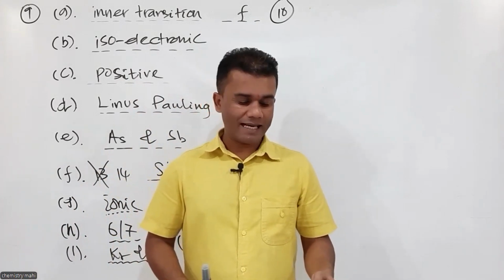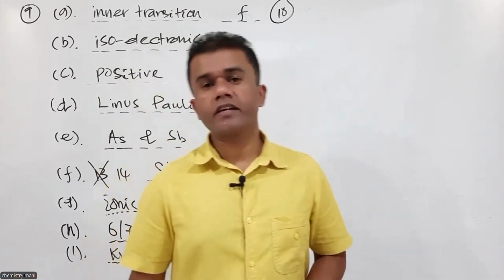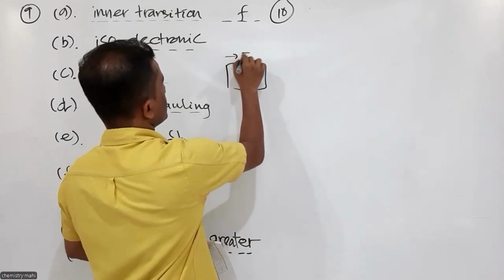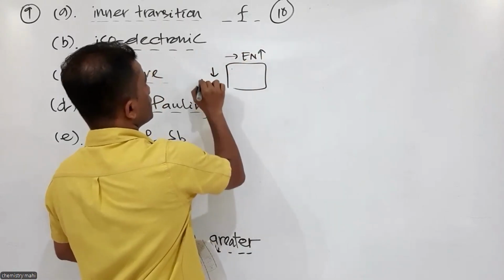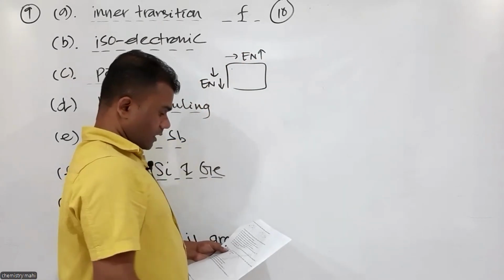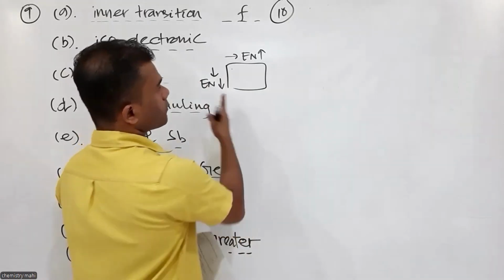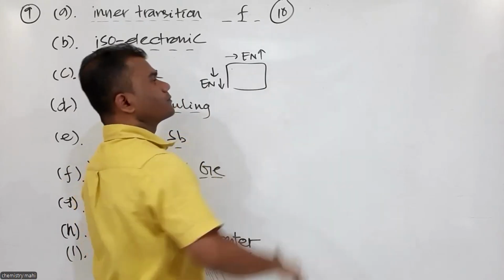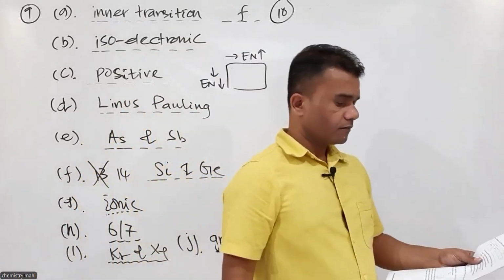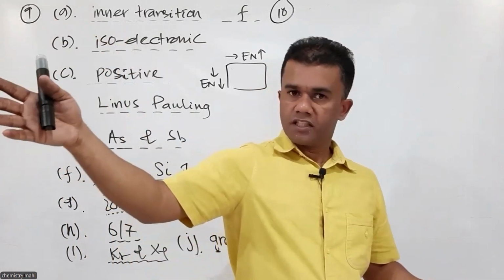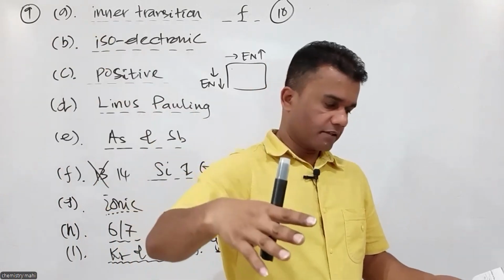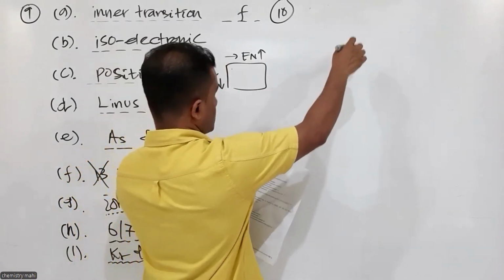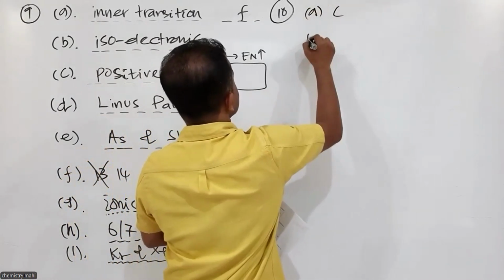First one, most electronegative. For electronegativity, what happens? Left to right it increases, so from here to here electronegativity increases, and from top to bottom it decreases. They ask for the most electronegative, which should be the rightmost top, except noble gases. E is the last group, the noble gases. Except E, the rightmost top one is C. So the most appropriate answer for this one should be C.